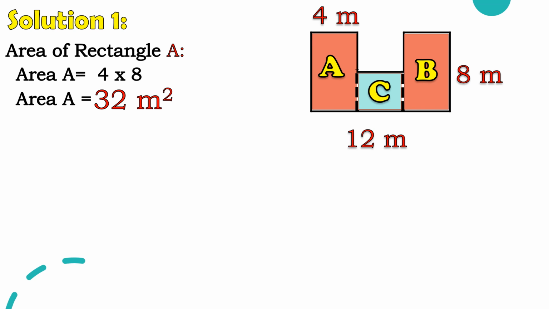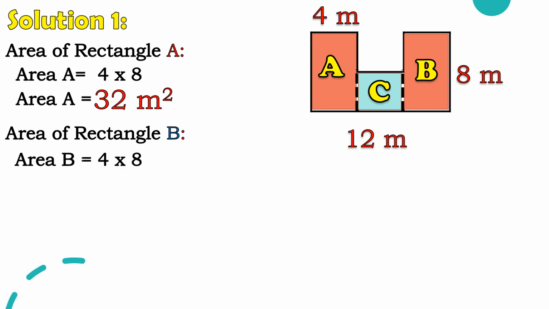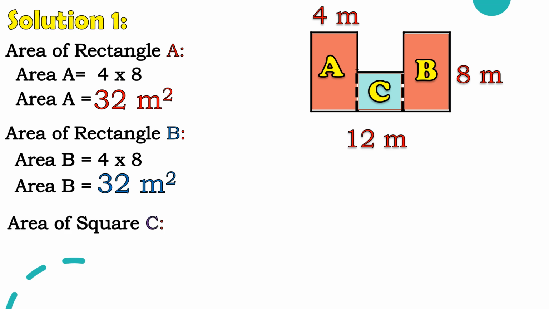Now, since sabi ko nga kanina, parehas lang naman ang rectangle A at ng rectangle B, so same process lang din, same measurement, kaya kopyahin nyo na lang. So, here it is, area of rectangle B. Area of rectangle B is 4 times 8 is equal to 32 meters squared. So, tapos na tayo sa rectangle A at rectangle B. Proceed tayo sa square or the figure C.